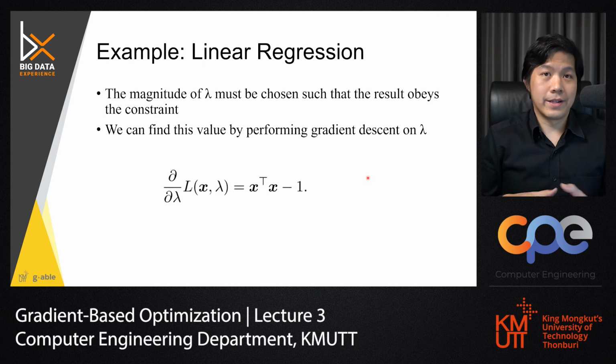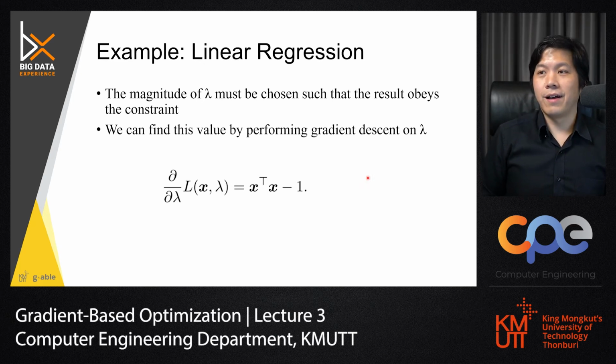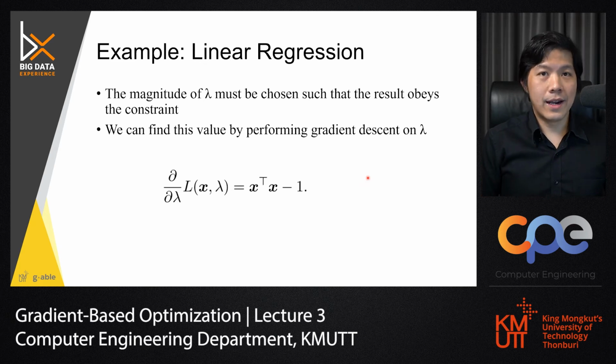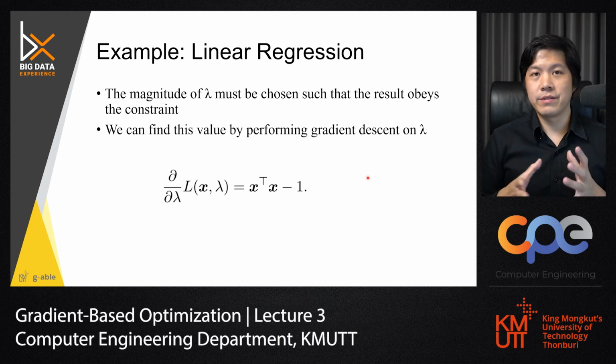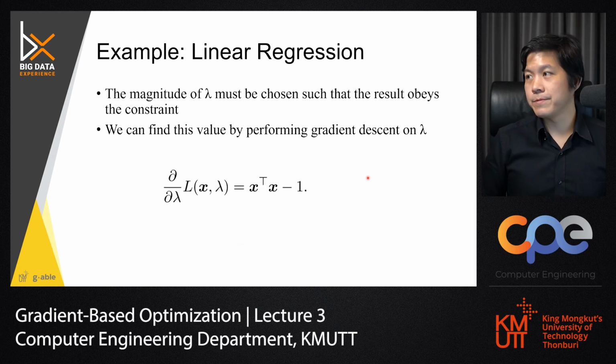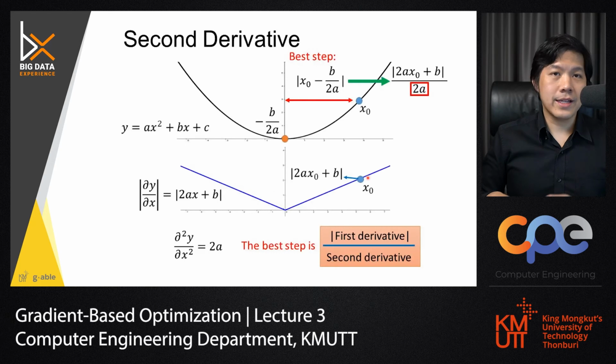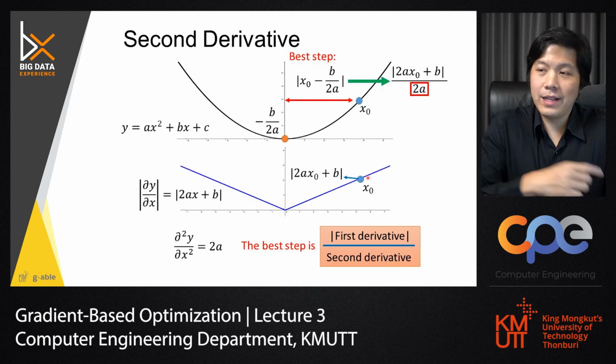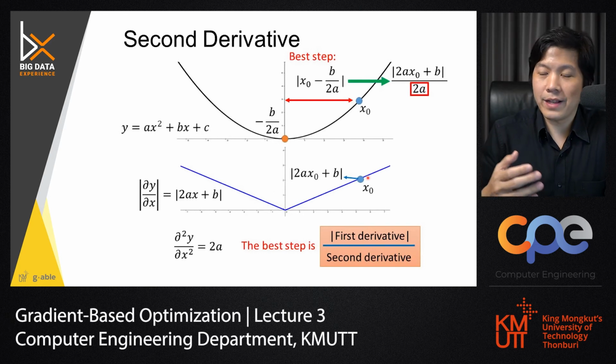Okay, so the first extension of gradient descent is by including something in. Later on, in the regularization lecture, you will see that we can include some more terms to control the model so that it would not be overfitted. The second extension of gradient descent is: why not use the second derivative as well? Let's look at some examples here.